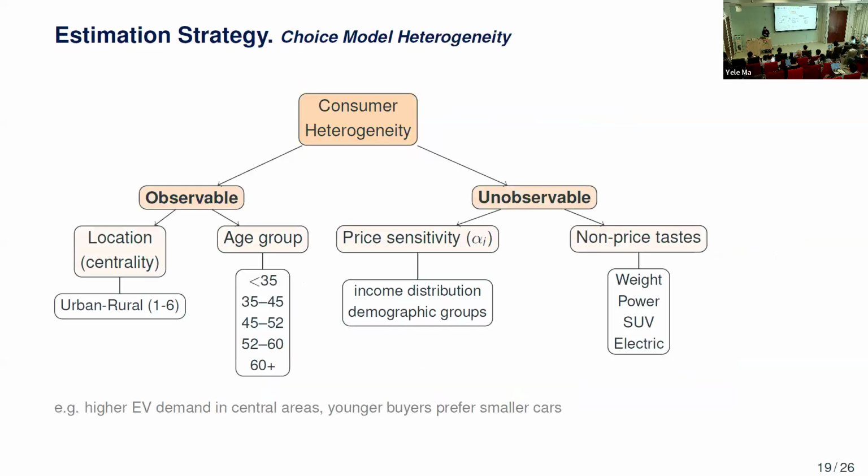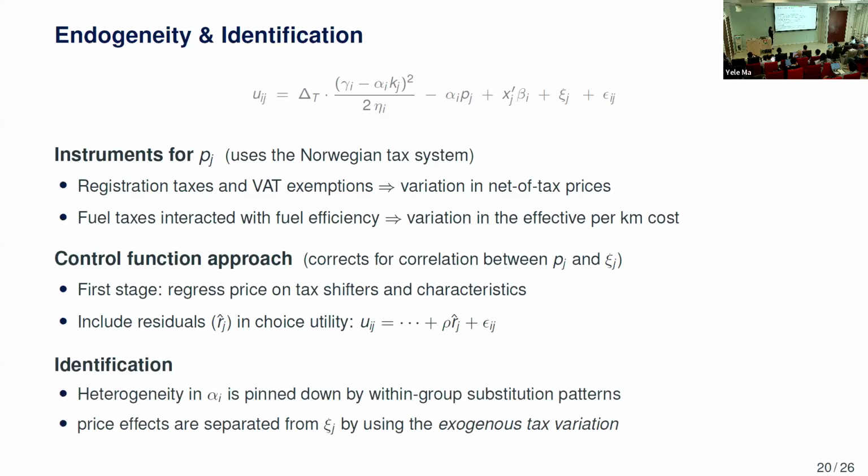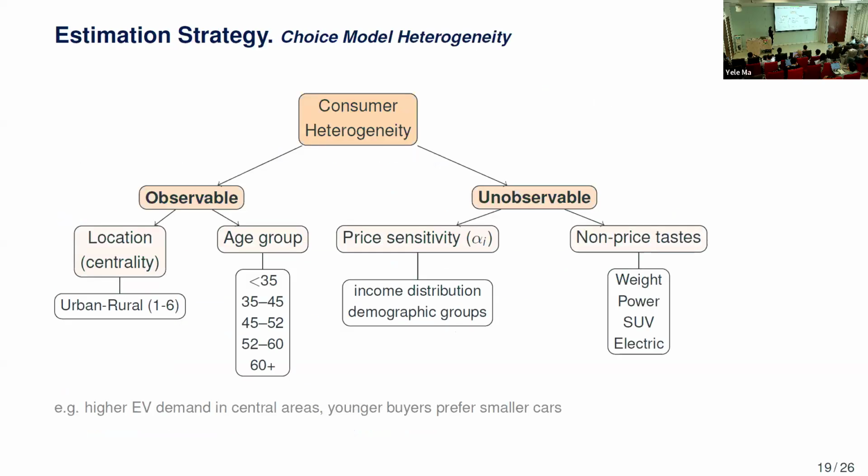Let me say something about the kind of heterogeneity that overall we can estimate based on all of these parameters and our random coefficients. So in terms of observable heterogeneity, we have the location. Then the age group. Here you have some examples. And then the unobservable price heterogeneity is going to be based on the price sensitivity, but also random coefficients based on weight, power, SUV, or electric.